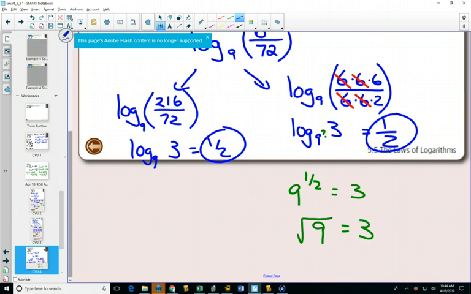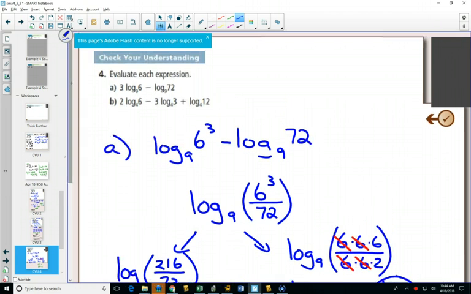So they will put numbers in where you have to know your perfect squares and your perfect cubes and think about halves and thirds and things like that. They are fair game. Let's go to part B. Part A was so much fun.